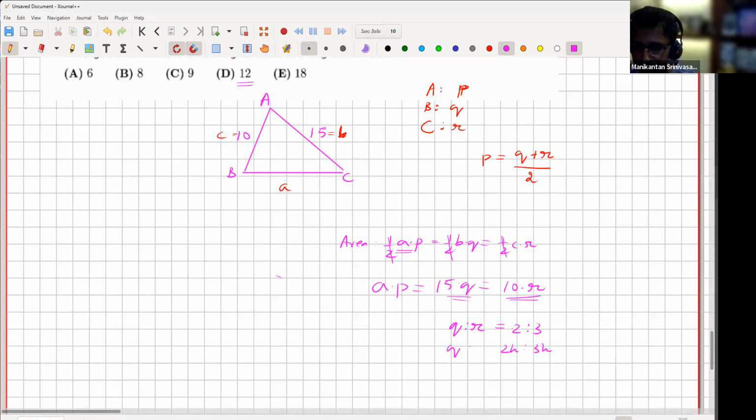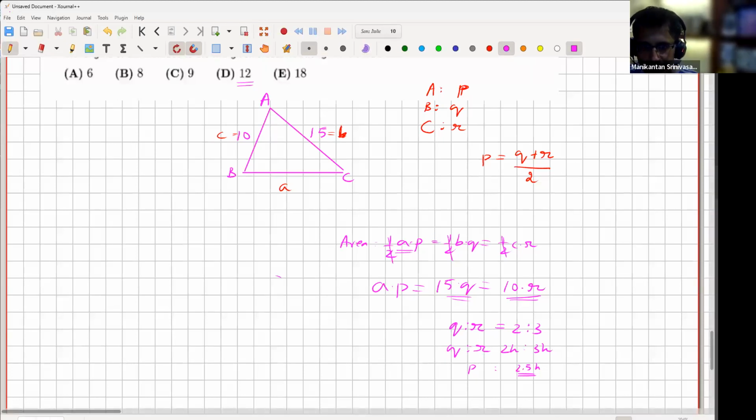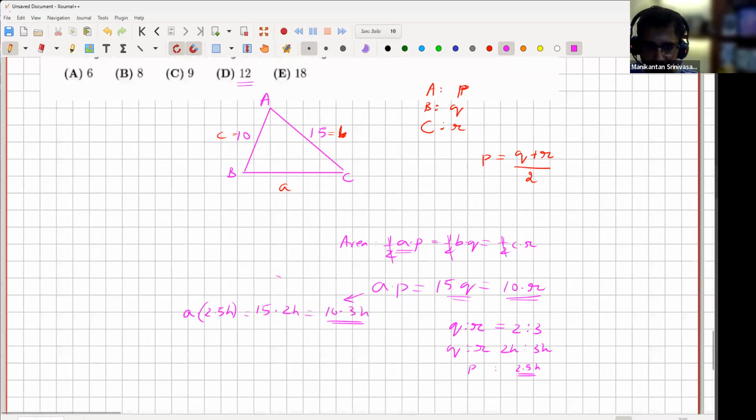Q is 2H, and R is 3H. That means the P, which is exactly in between, will be 2.5H. So I'll just replace these numbers. A is just A. So A into 2.5H equal to 15 into Q, which is 2H, equal to 10 into R, which is 3H. So 30H here, 30H here. If this also has to be 30H, this A has to be 12.